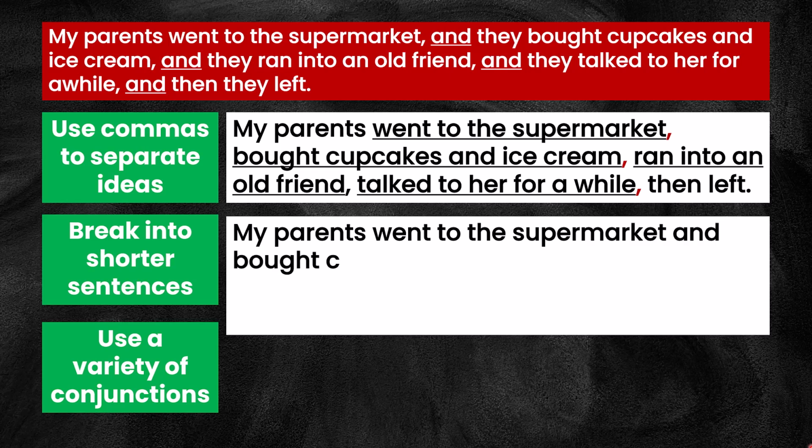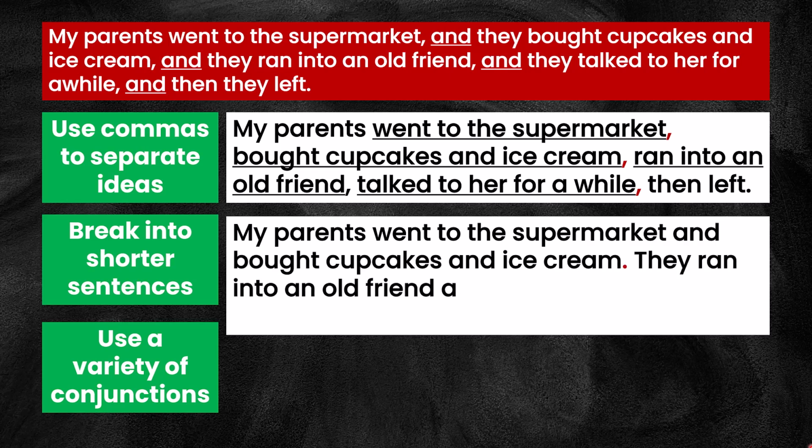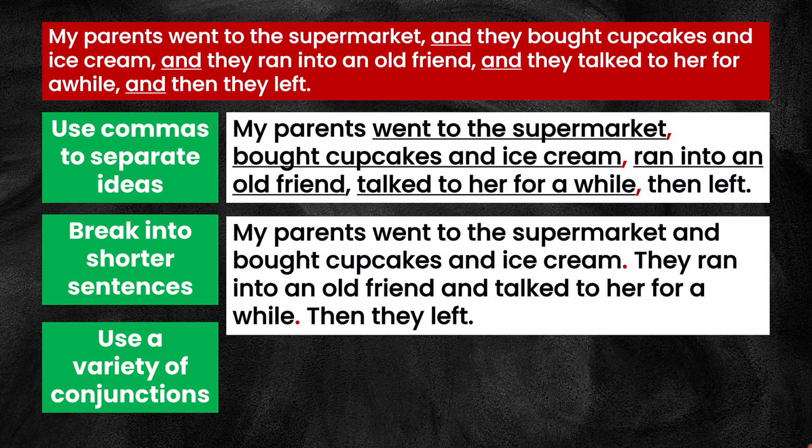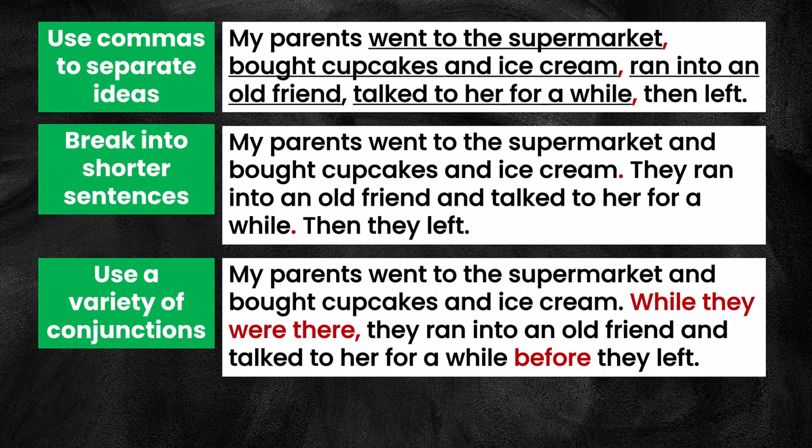My parents went to the supermarket and bought cupcakes and ice cream. They ran into an old friend and talked to her for a while. Then they left. Or you could use a variety of conjunctions and rephrase the sentence. My parents went to the supermarket and bought cupcakes and ice cream. While they were there, they ran into an old friend and talked to her for a while before they left.